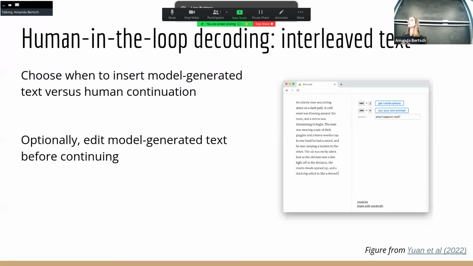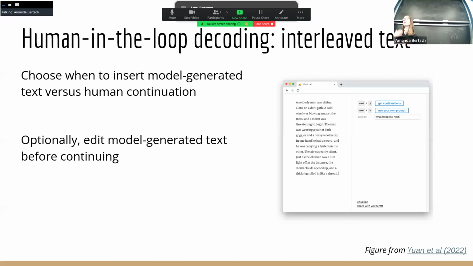The easiest or maybe simplest place to start here is just with interleaving text, right? You can choose when the model starts and stops decoding, and you can choose when a human is writing text in between. And you can condition your model on a mixture of human and model generated text to choose what to continue next.